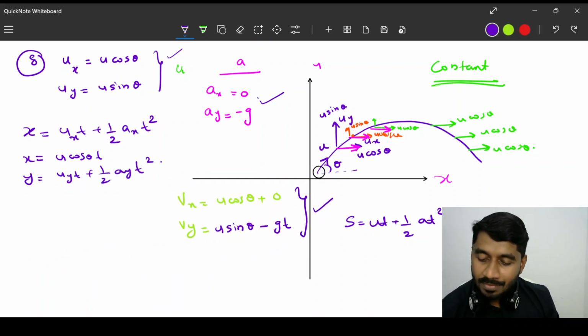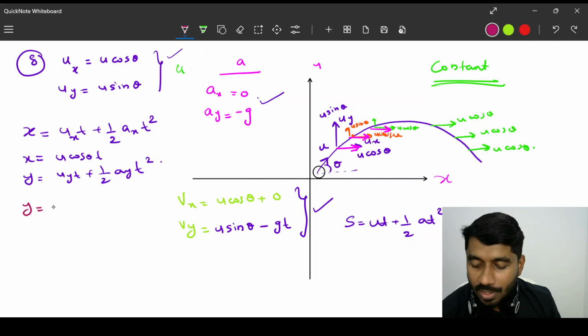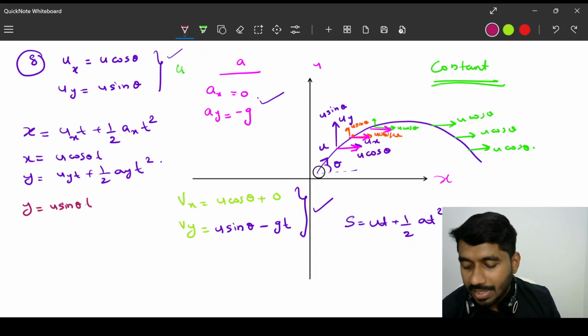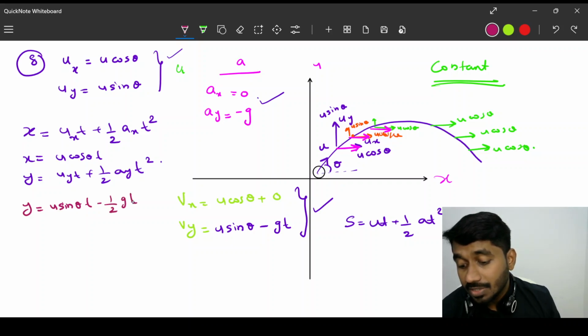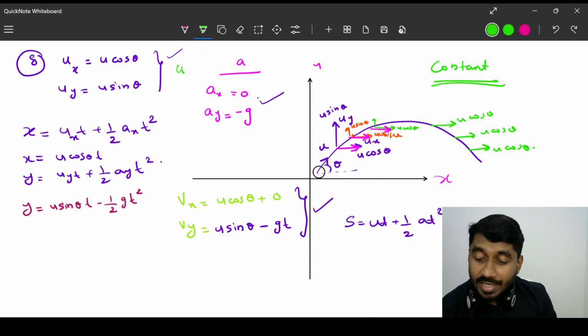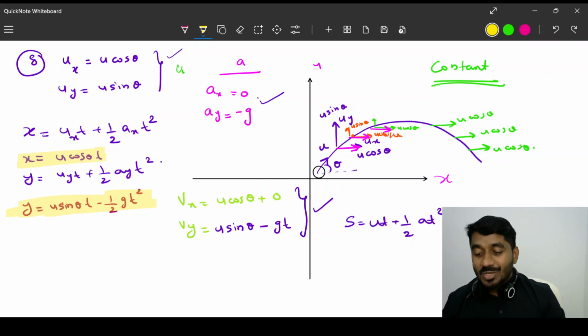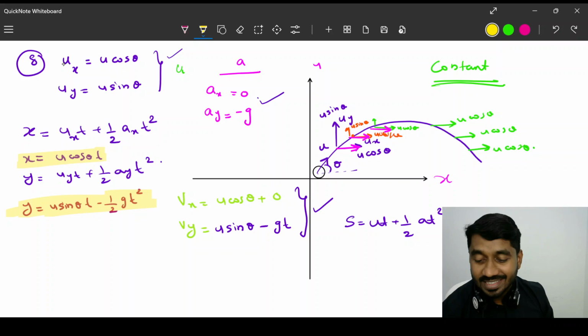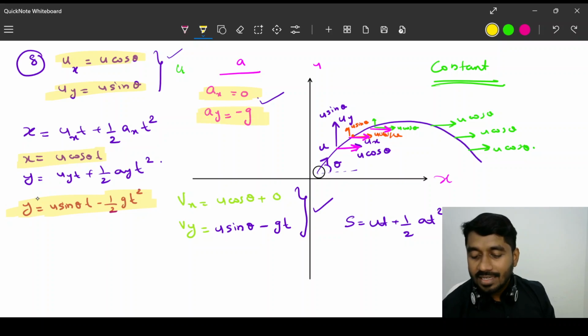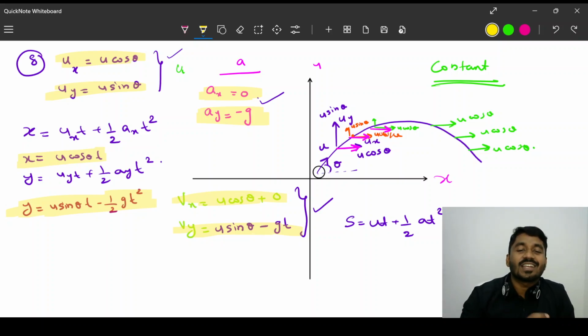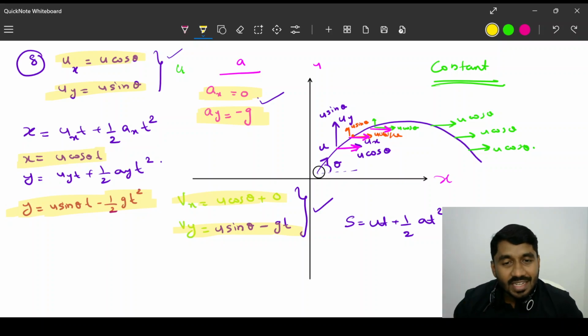So we can write y equal to u sin theta into t minus half gt square. I hope this equation is clear. Take this equation: this is the x displacement, this is the displacement in the y axis. Clear? So how many equations have we derived now? Just take this: ux, uy, ax, ay, then vx, vy, 2, 4, 6, 8. This is enough to derive the coming equations. So we derived these 8 equations.